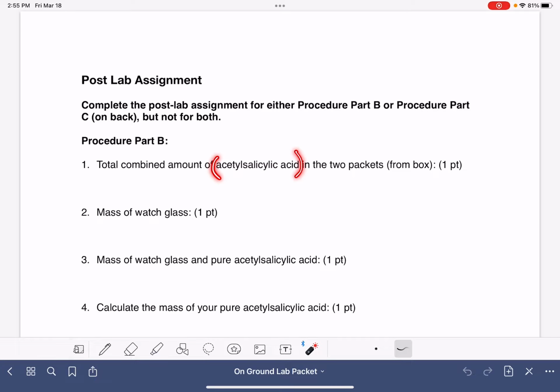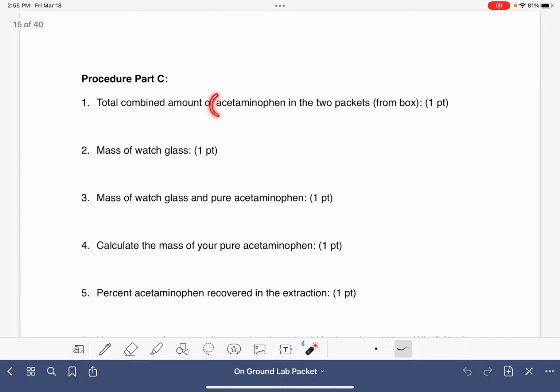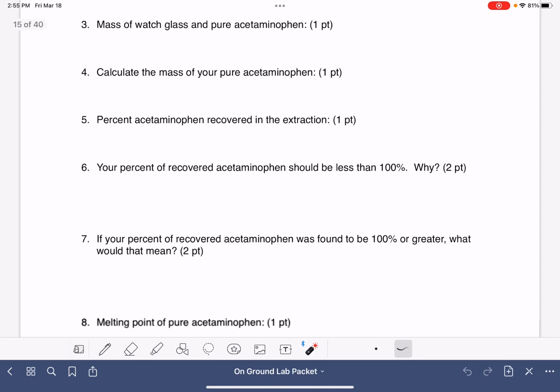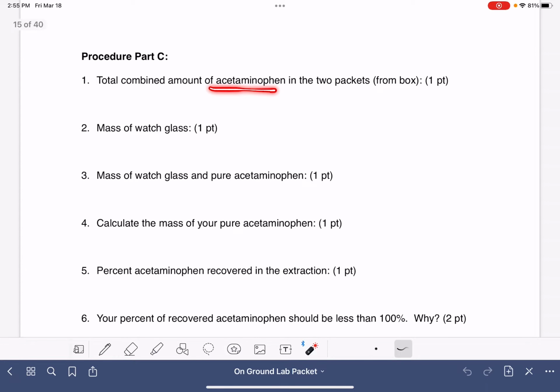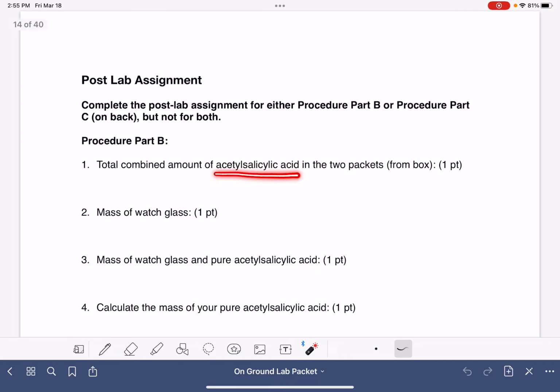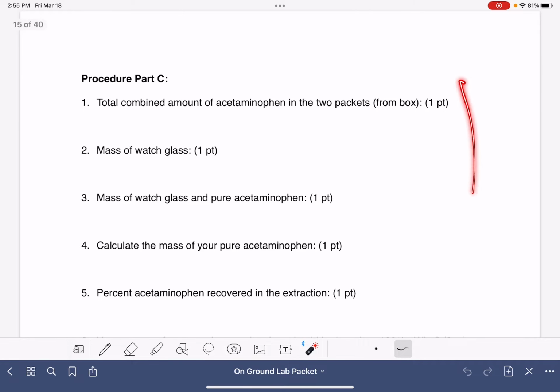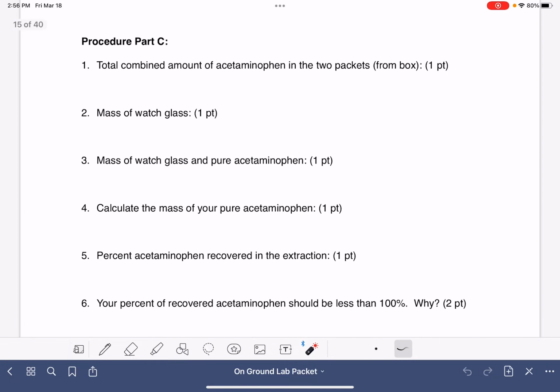One of them is asking about acetylsalicylic acid, and the other is asking about acetaminophen. Whether you have acetaminophen or you have acetylsalicylic acid, what I'm going to describe here is the same for either one of those substances. So question number 1, you're going to report from the box how much acetaminophen was in the 2 packets. So make sure when you're reading the box that you're getting the amount for 2 packets. And then here is just some data that you will have recorded from the experiment.